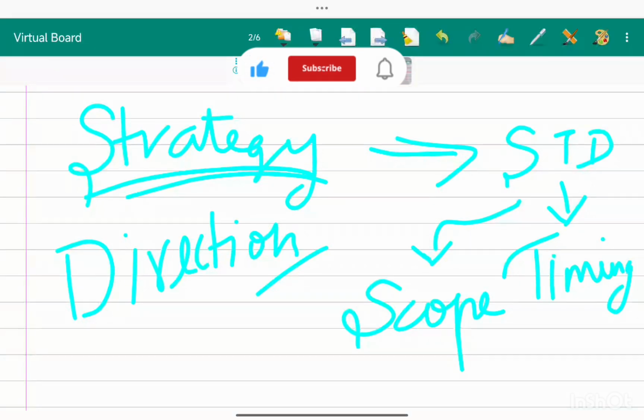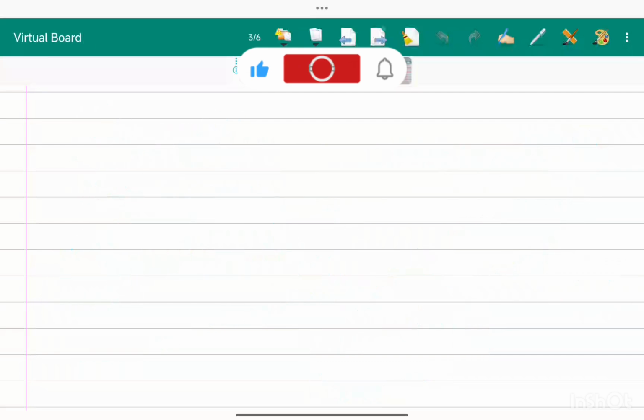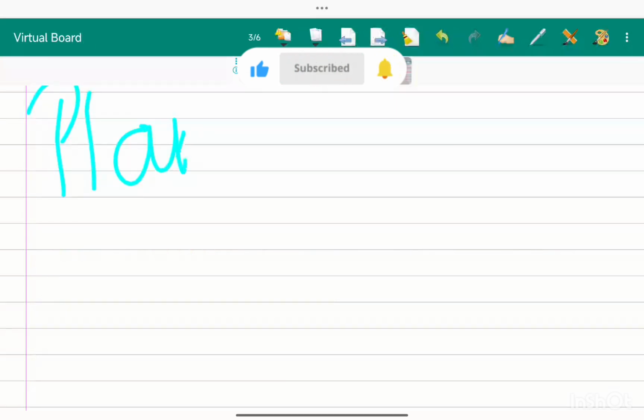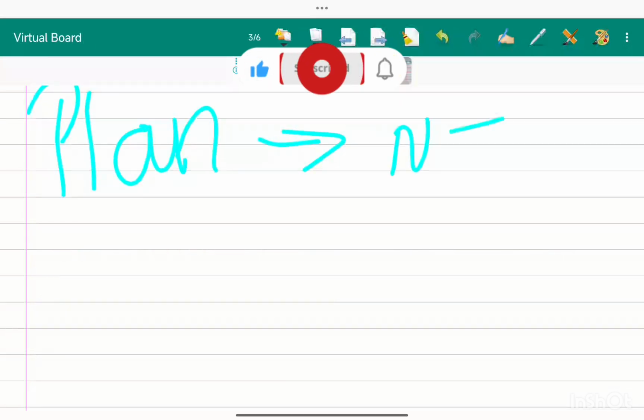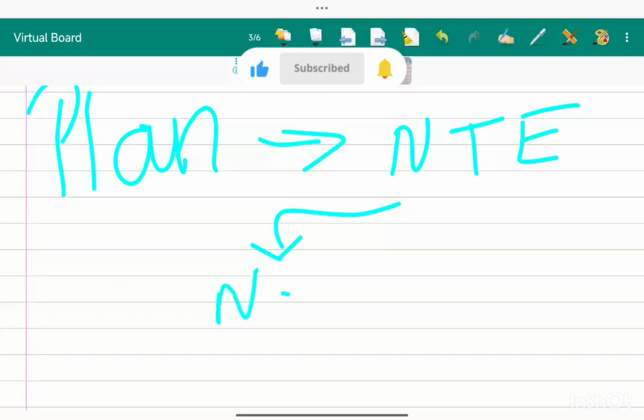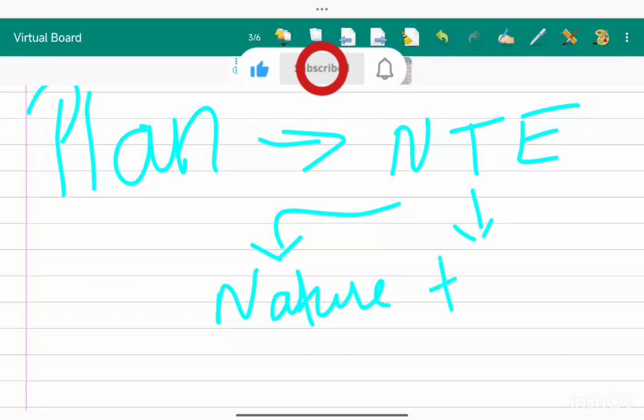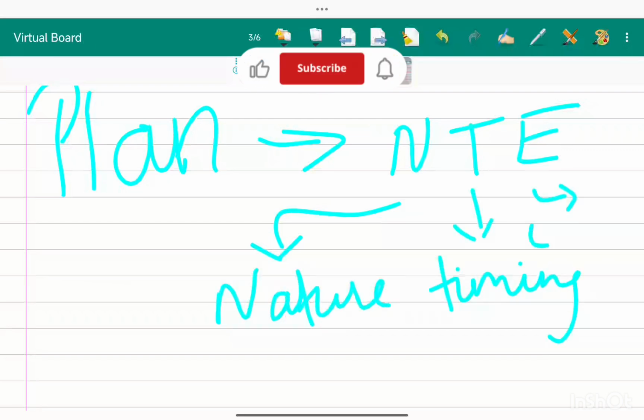Plan is the detailed one, strategy is not detailed. It just gives the scope, timing, and direction. From this, we are going to prepare a detailed plan. Now, what is meant by audit plan? For that also we have some letters to remember. There we have STD, here we have N, T, and E. N is nature, T is timing, and E is extent.